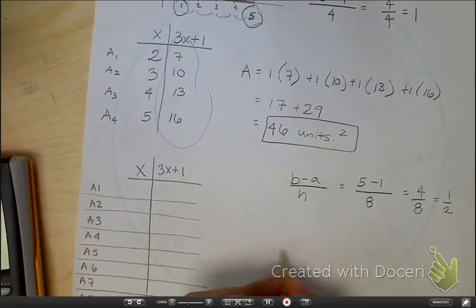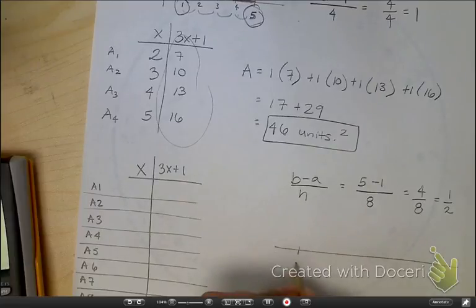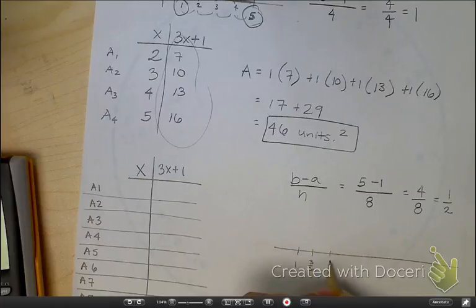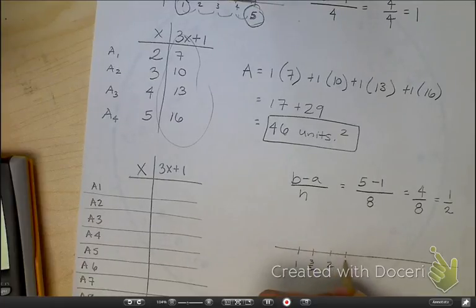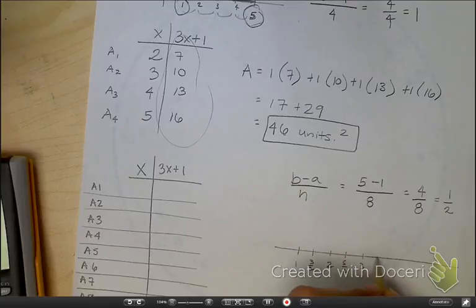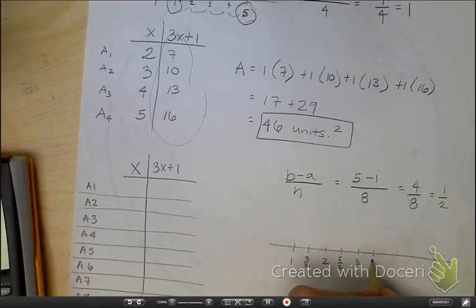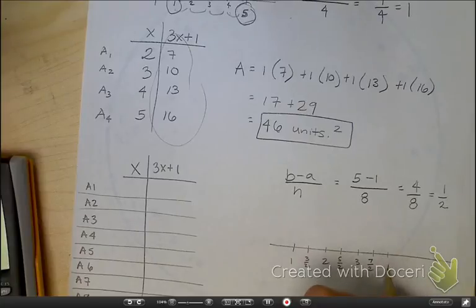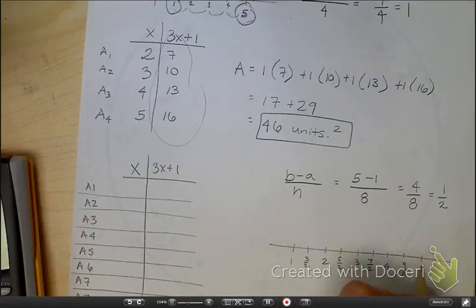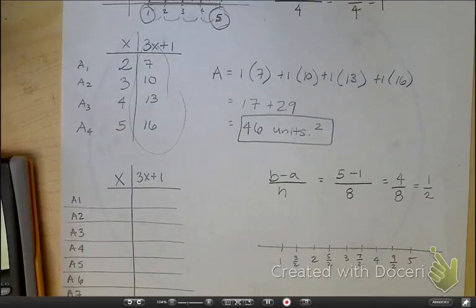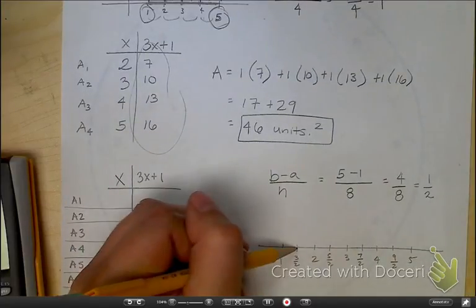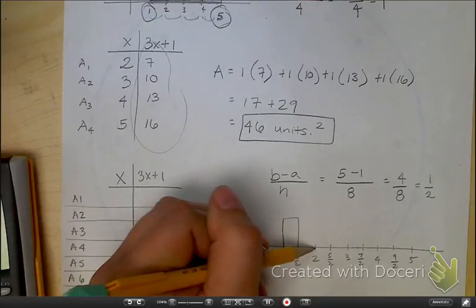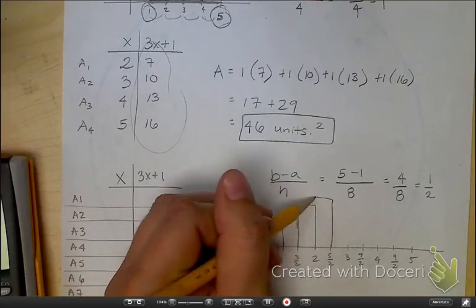Now again, we're going from 1 to 5 in half increments. So that's 1, then we have 3 halves, then 2, 5 halves, 3, 7 halves, 4, 9 halves, and 5. And because we're doing a right endpoint rectangle, we're always coming up from this side and making our rectangles go like this. So we're always coming up from the right hand side.